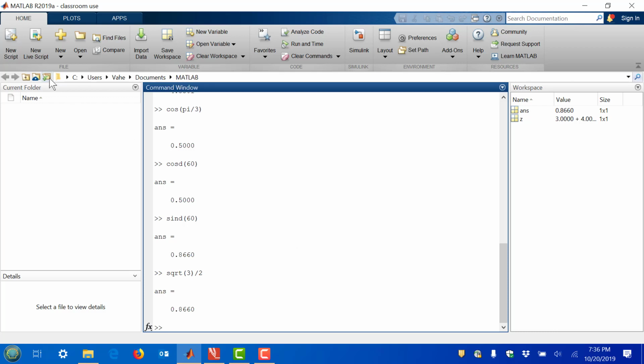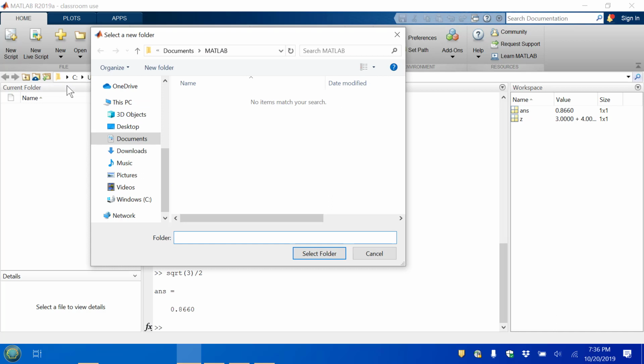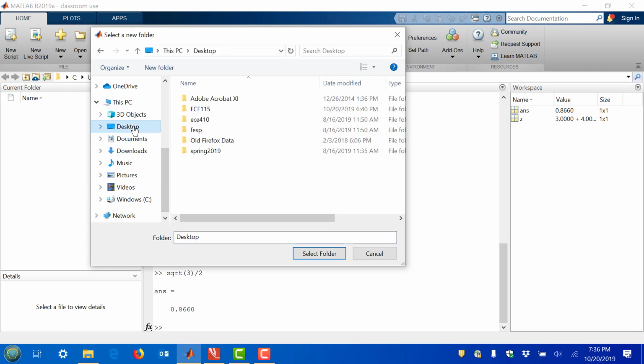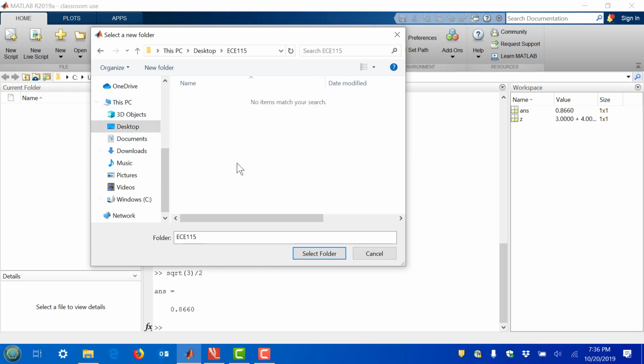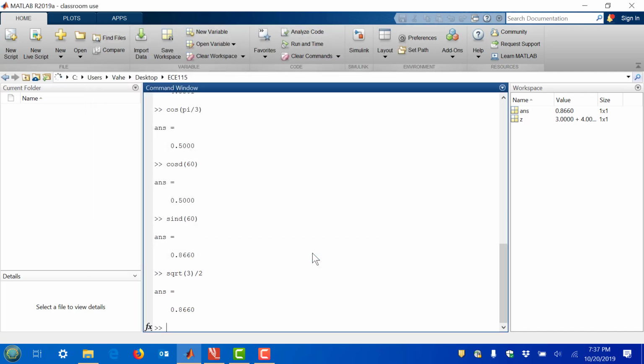So let me navigate there. It says browse for folder. I'm going to change my working directory, where Matlab will search for functions. Then I'm going to go to my desktop, and I have EC115 there. I'm going to select that as my folder. When I do that, I'm going to have these 2 files.